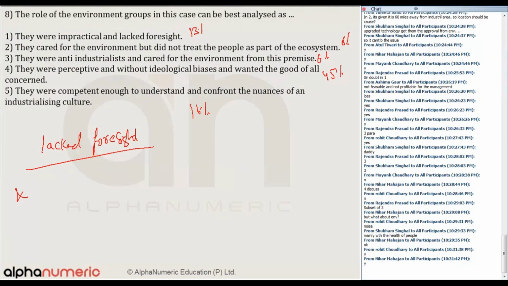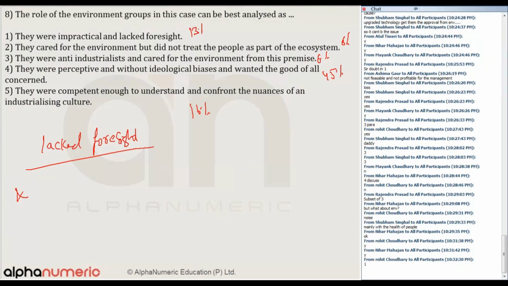So that's why the correct answer should ideally be option number 1. They were impractical and lacked foresight. They did not think what is going to happen if the factory is shut down. So the answer should actually be this one.